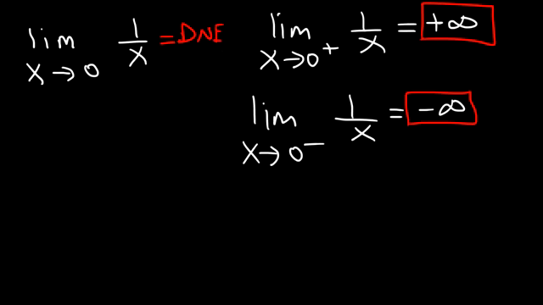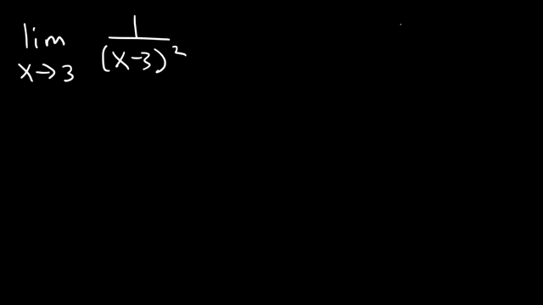So for some limits, you need to check the left side and the right side, especially when you get 1 over 0. So here's another example. What is the limit as x approaches 3 of the function 1 over (x minus 3) squared? Now, if we plug in 3, it's going to be 1 over 0. But as x approaches 3, we know that it's going to go either to positive or negative infinity. So let's check both sides. So here's a question for you. What is the limit as x approaches 3 from the right side?